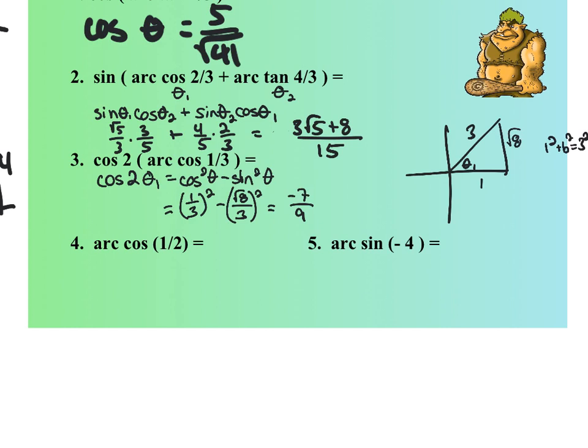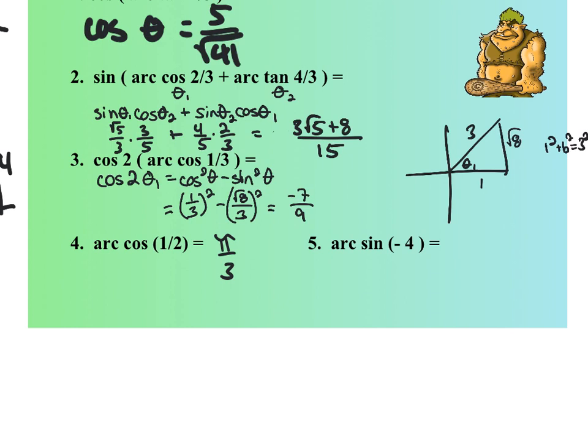Okay, last one, arc cosine of 1/2. Finally, we're getting a unit circle question. Where on the unit circle is the cosine of that theta? What radian is the cosine of that theta equal to 1/2? And I think that that's going to be at pi over 3.